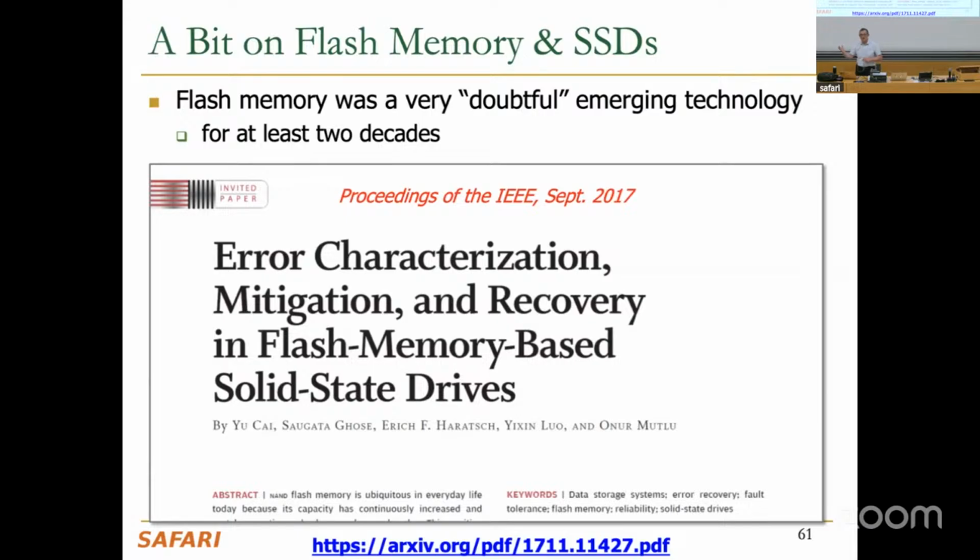So flash memory operates based on, again, some charge-based principles. It can be made non-volatile. Essentially, this was a very doubtful emerging technology for many, many decades, like 30, 40 years almost. And then people figured out how to manufacture it nicely. And also people figured out how to use it nicely at the application level.